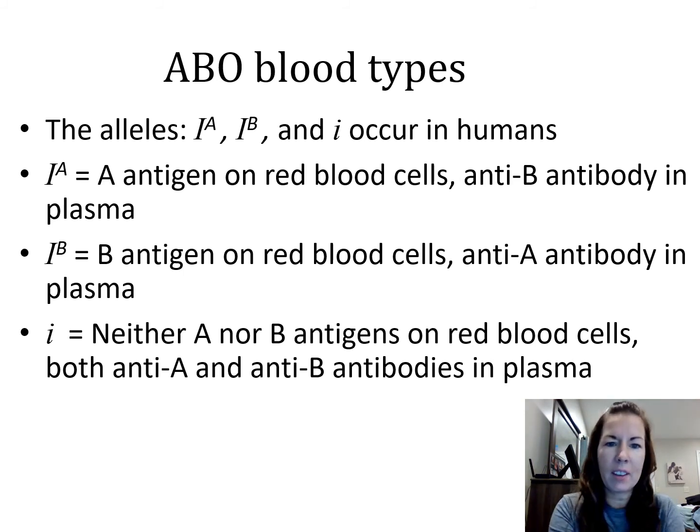you have an A antigen on red blood cells, anti-B antibody in the plasma, or you can have the B antigen on the red blood cells and anti-A antibody in the plasma, or you can be little i and have neither A nor B antigens and both anti-A and anti-B antibodies in the plasma.